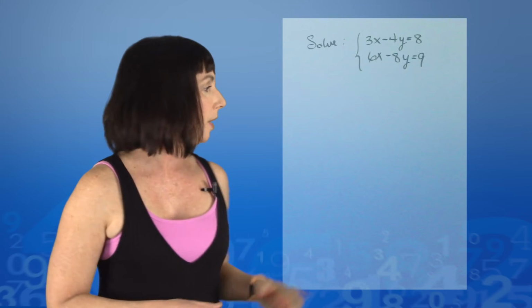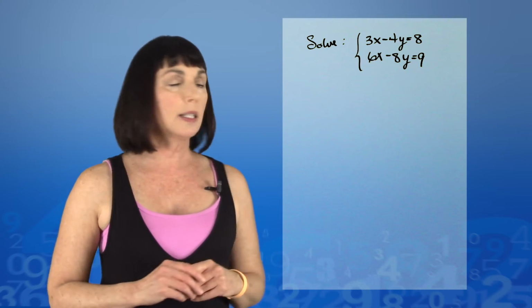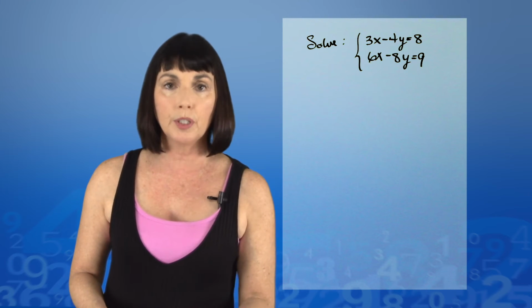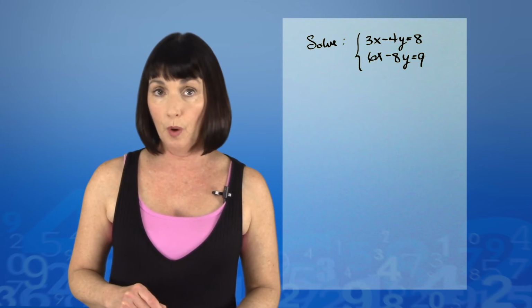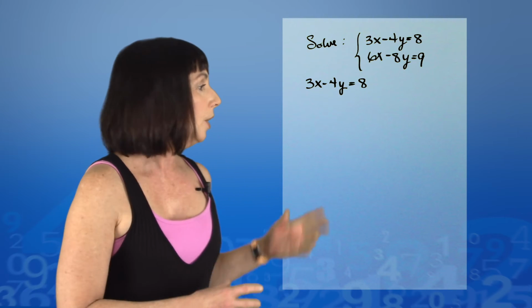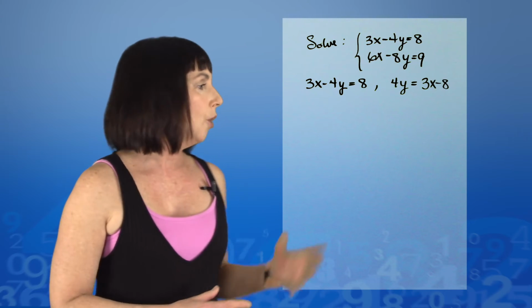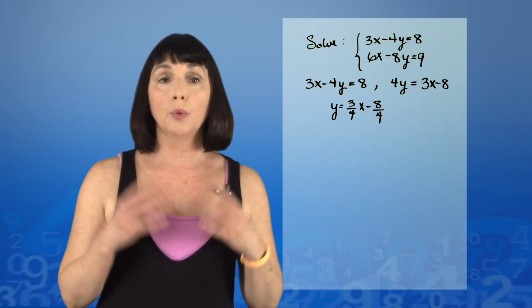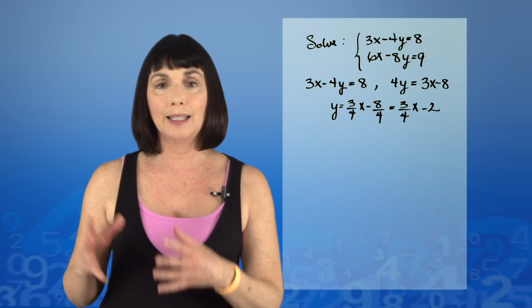Let's do another example. Let's solve the system 3x - 4y = 8 and 6x - 8y = 9. Same thing, I'm going to solve one of these equations for y and then substitute that in. I'm going to solve my first equation for y. So I have 3x - 4y = 8. Solving for y, I get 4y = 3x - 8, so y = 3/4 x - 8/4, or 3/4 x - 2.